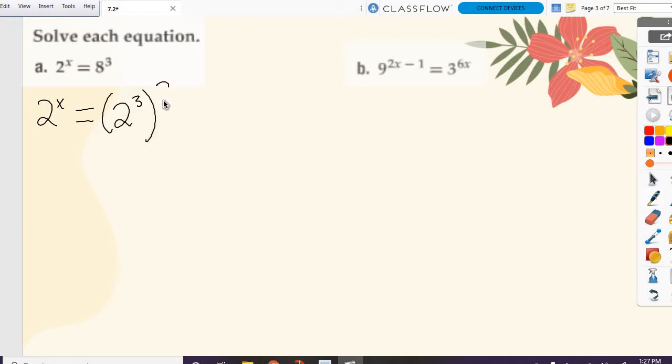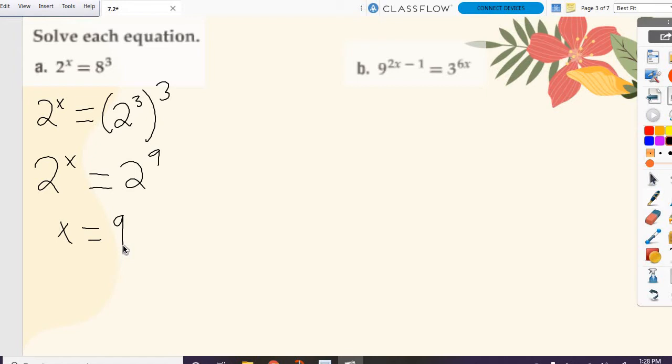And then we also still have that other third power on the outside. Then, using our exponent properties, we know raising a power to another power, we multiply those powers. So 3 times 3 gives us 9. Well, now since my bases are the same, I have 2's for both of them, I'm able to just look at my exponents. So x has to equal 9. And we've solved for x.